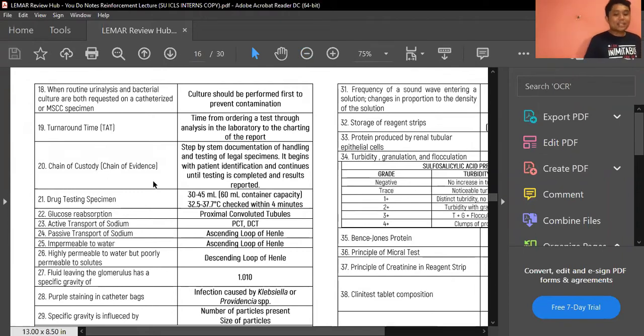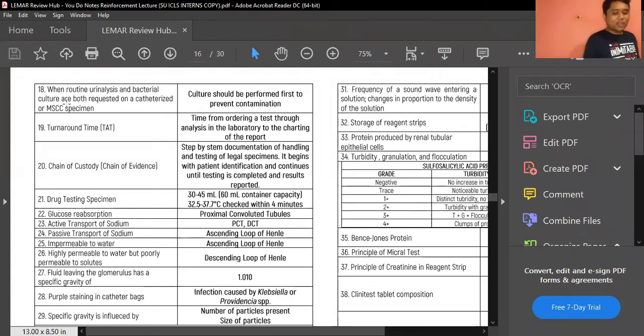When routine urinalysis and bacterial culture are both requested on a catheterized or midstream clean catch MSCC specimen, again, unsa to i-prioritize? Si bacte. Micro culture should be performed first to prevent contamination. All right. Next, turnaround time. What is turnaround time? It means the time of ordering a test through analysis until mabalik or ma-report na to the doctor, or to the charting of the report.